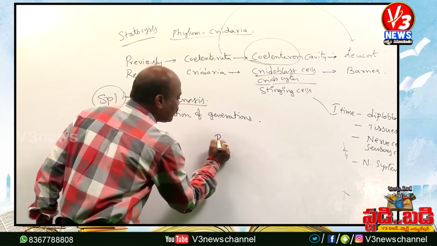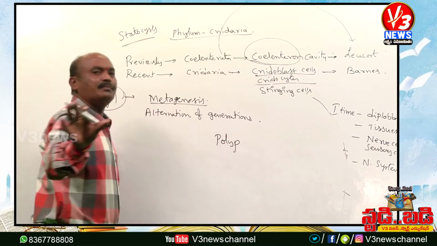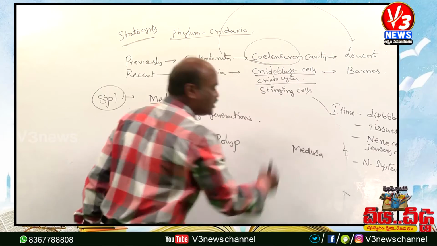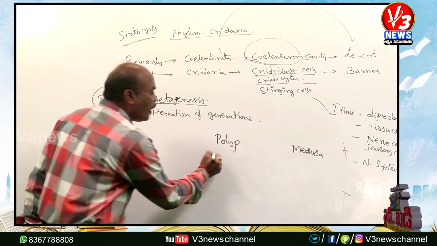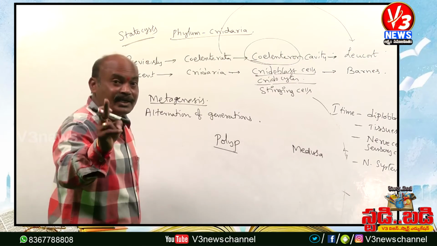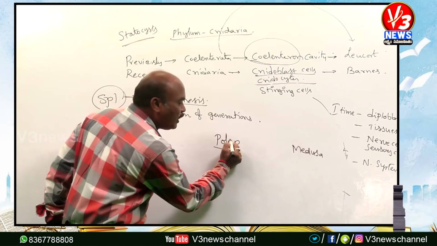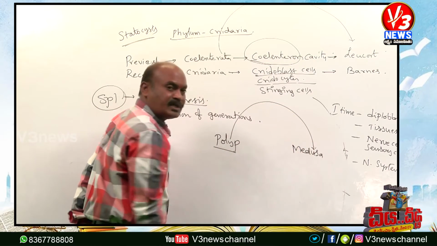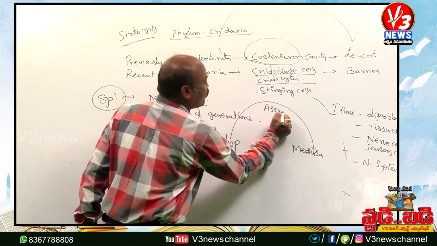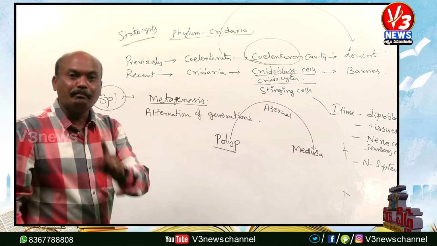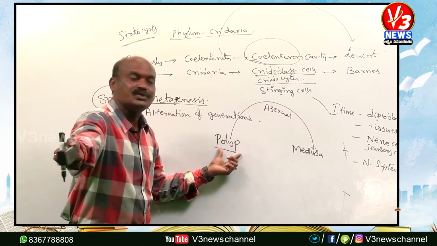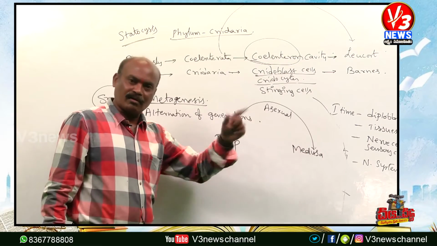One is in polyp stage, the other one is in medusa stage. Polyp and medusa. Polyp is the asexual stage, medusa is the sexual stage. So this polyp can produce medusa asexually. So by asexual method, the polyp gives rise to medusa, right?